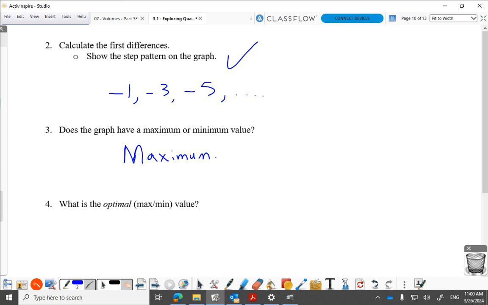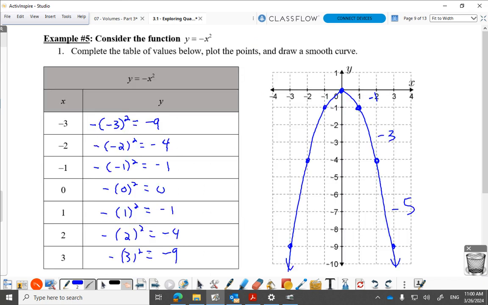What is the max value? 0? Yeah? It's the highest. Where is it? What's 0 there, though? I know both the x and the y are 0 there, but when we talk about optimum value, we'll be talking about the y value.